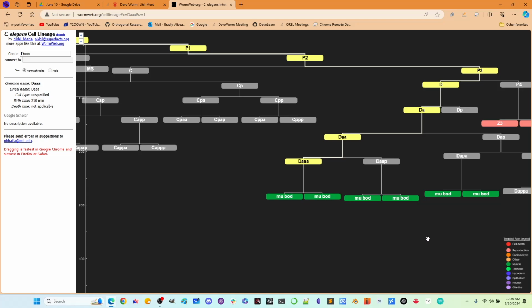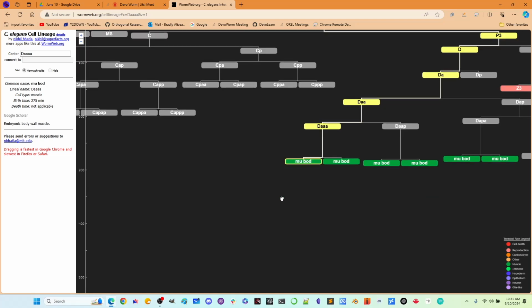They divide into what we can look over on the legend. And so we have MU-BOD and MU-BOD. So they have the same name, but it's no longer that developmental nomenclature. These are differentiated. So if we click on MU-BOD, we get information. It technically has a developmental nomenclature name, but it's actually now differentiated. It's actually muscle. And so we can say that this muscle cell is born at 275 minutes.